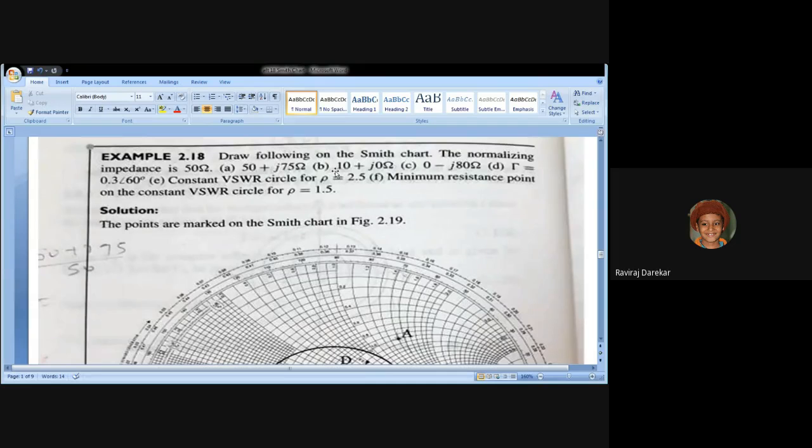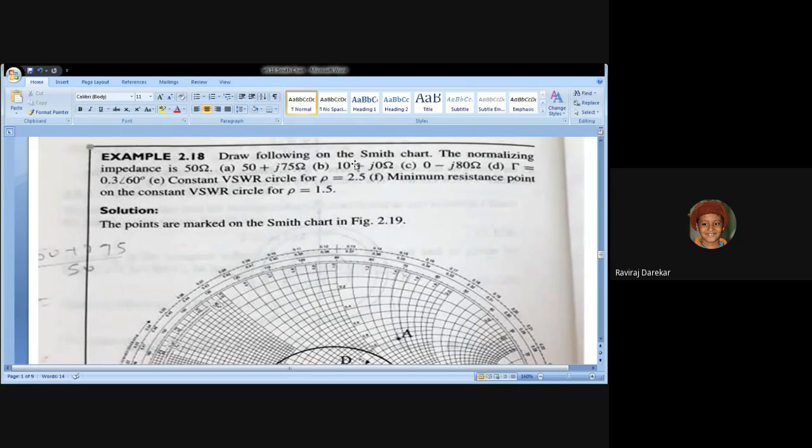Now, though the example is changed, here we can see that in the second example, 10 plus j0 is indicating that the 50 ohm value will be divided into the resistance or the reactance value, so we get 10 divided by 50, because for all the examples they have provided the characteristic impedance of 50 ohm. So 10 divided by 50 plus 0 divided by 50, from the value 10 plus j0, will indicate that it is a purely resistive type of load. And in example 3 we can see that the load is purely of reactance type, because in C we can see that the value of resistance is 0. It will be a reactive load.